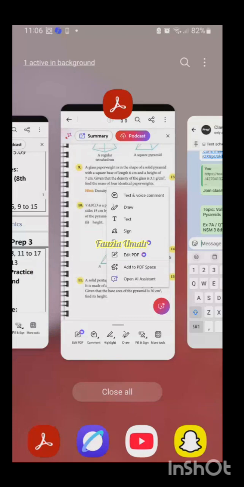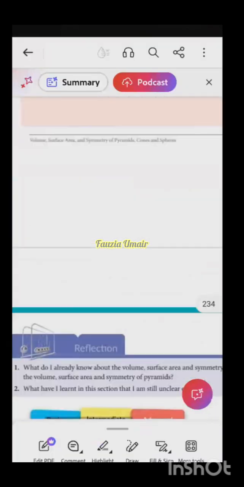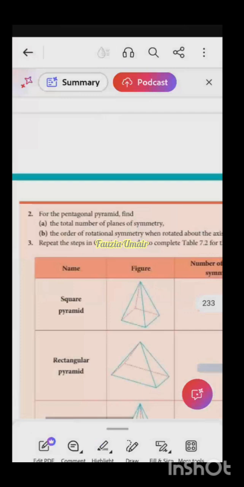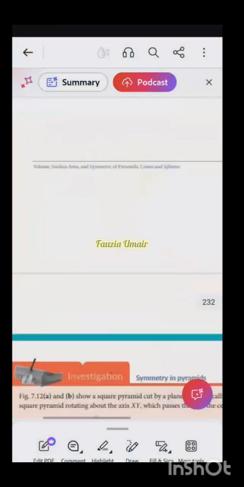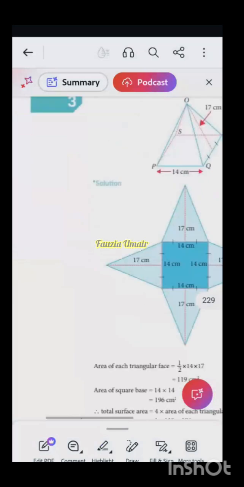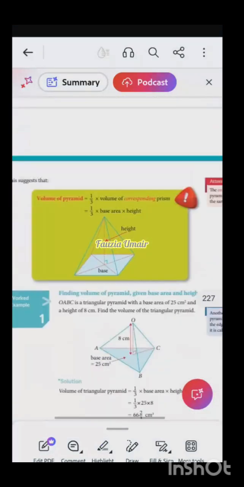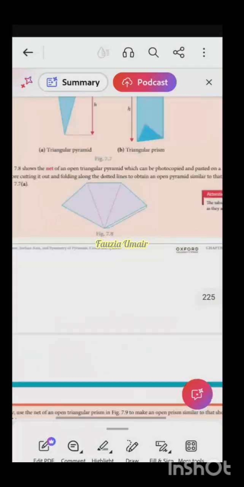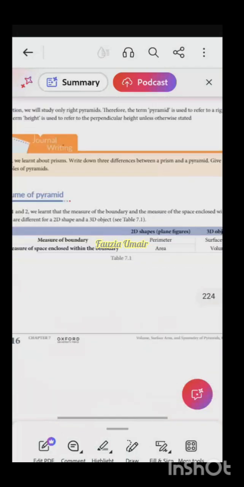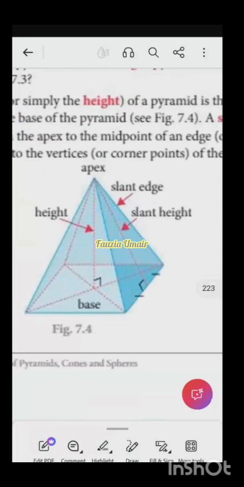All right. So we are going to start exercise 7A. We will only do the questions which are there in the curriculum. So let's start with this point. So let me show you what is a pyramid. All right. So this is a pyramid, right?